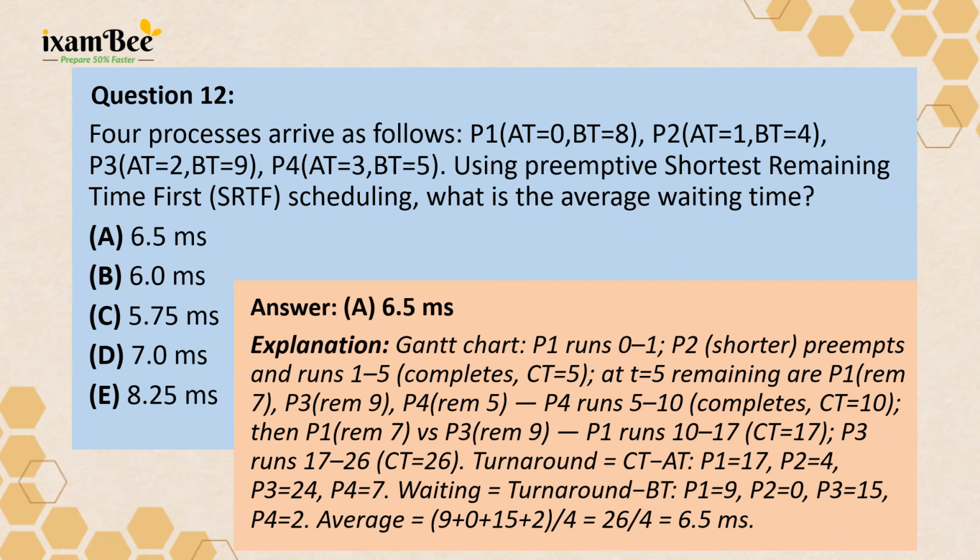Adding up these, we have 9 plus 0 plus 15 plus 2, which equals 26. Divided by 4 processes gives an average waiting time of 6.5 milliseconds. Hence, the answer here is option A.